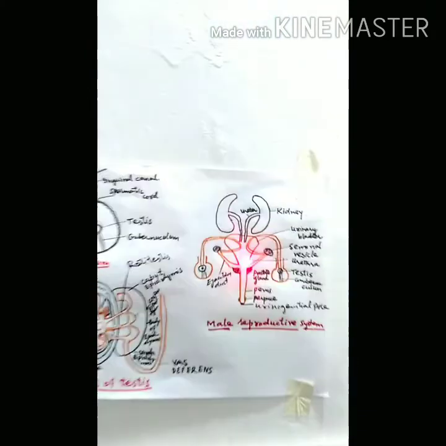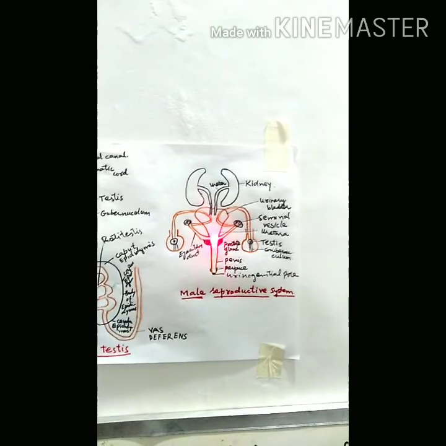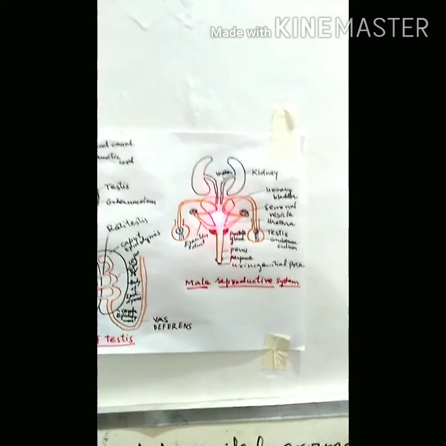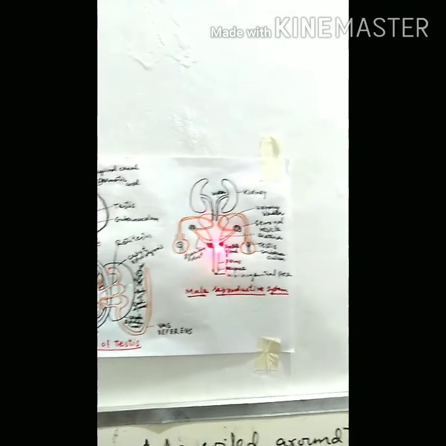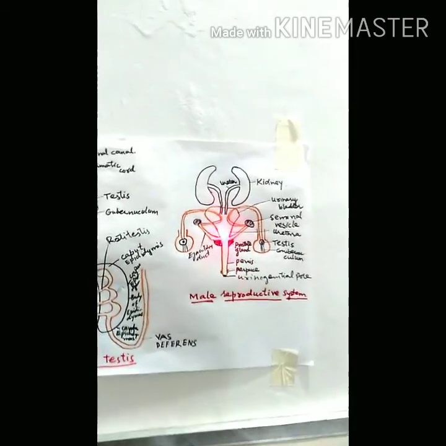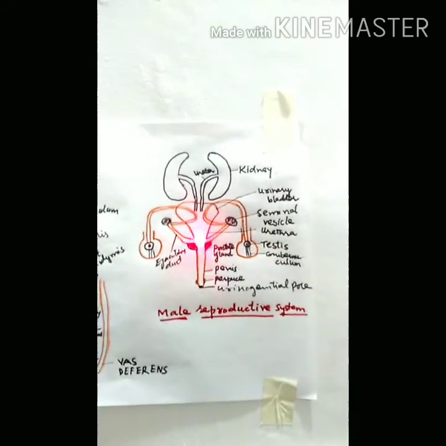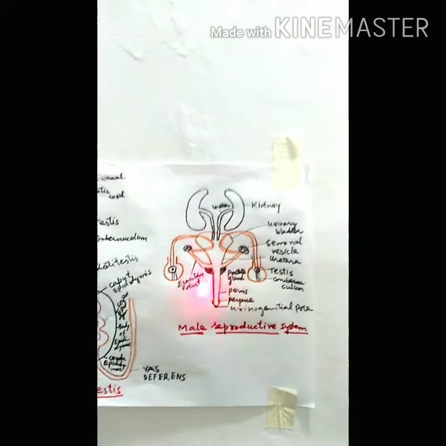This is the urethra. It has three parts: upper part, middle part, and lower part. The upper part is called the prostatic urethra, the middle part is called the membranous urethra, and the lower part is called the penile urethra. The urethra carries both sperms and urine.